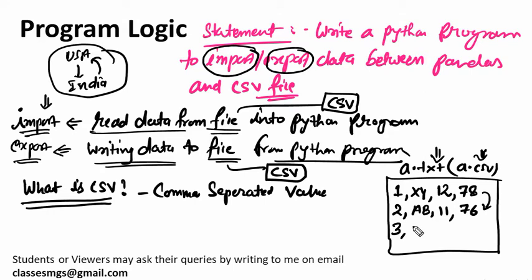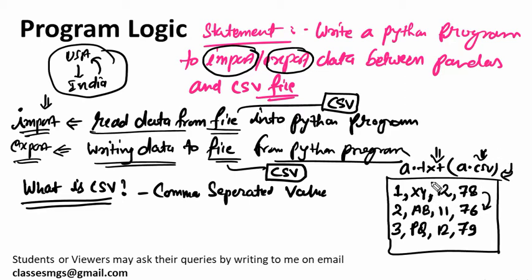Let's suppose 3, PQ, 12, 79 in the percentage. Let's suppose this is the file. If we save this file with extension .csv, then it will be known as CSV because it has the comma between two values. Let's suppose 1, xy, 12, 78. Then in the next line 2, ab, 11, 76. So that's why this is known as CSV file. That concept you should know first.